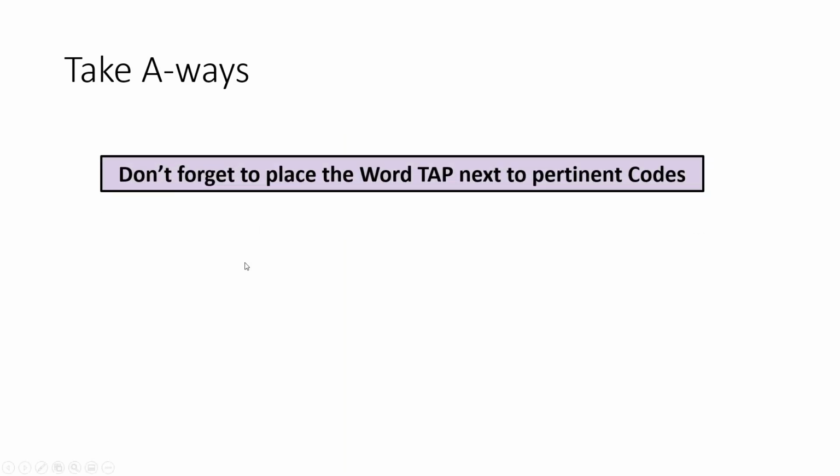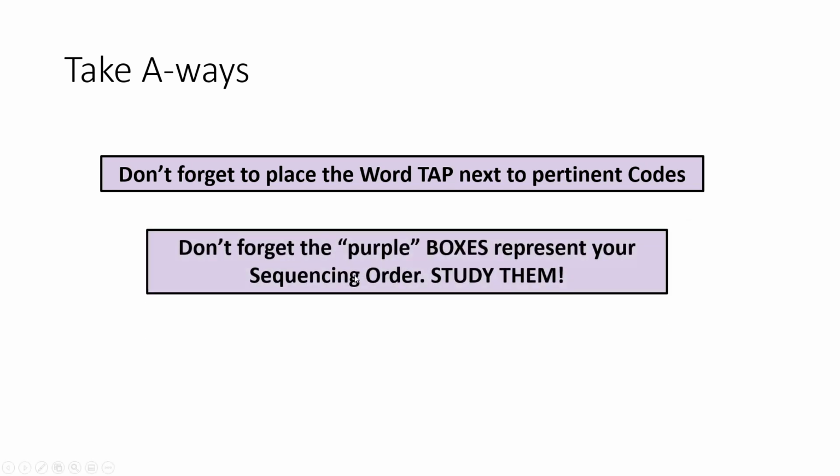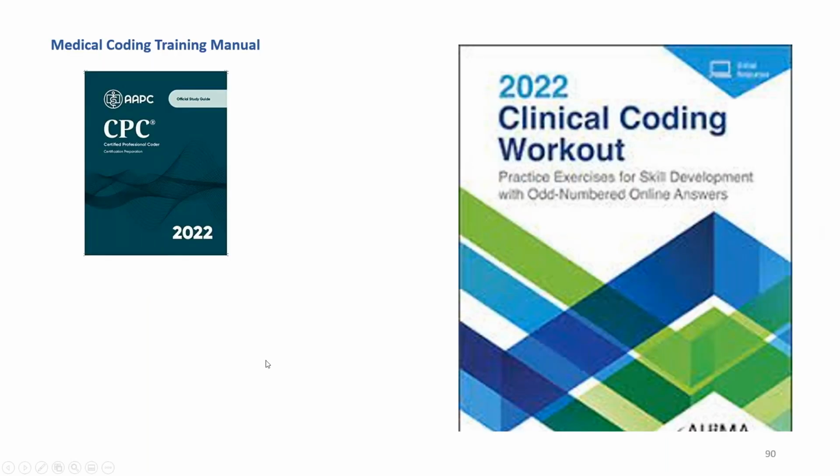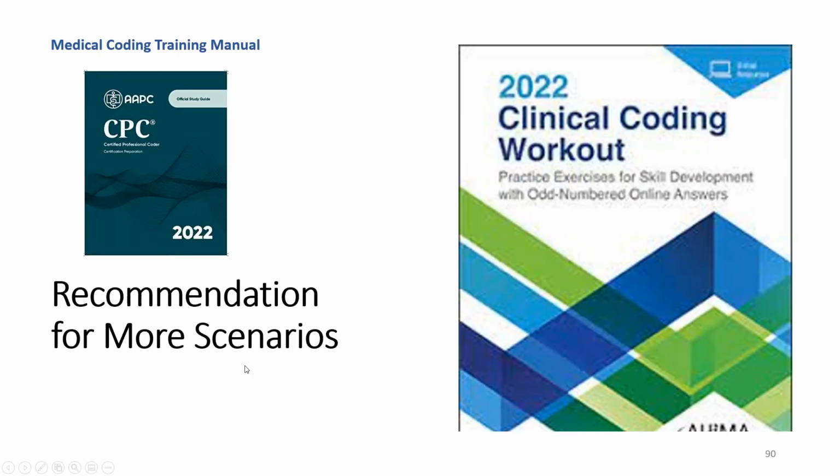All right, so here are some takeaways. Don't forget to place the word TAP next to your pertinent codes. Don't forget that if there are any, but I know Chapter 1 HIV has them. I know hypertension has it, and we will get to some more next week. And don't forget those purple boxes. They represent your sequencing order, so study them, reference them. They are great. And definitely don't forget your MCG manual. That will give you additional sequencing guidance as well.